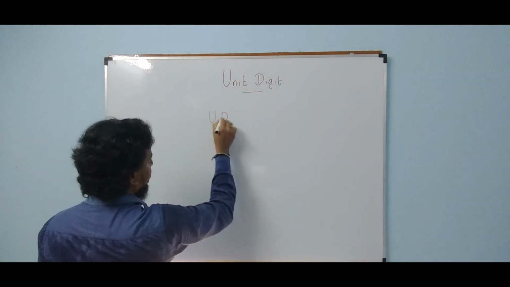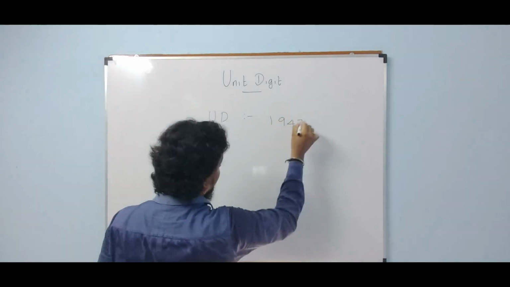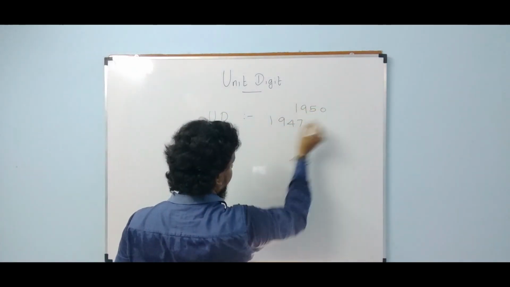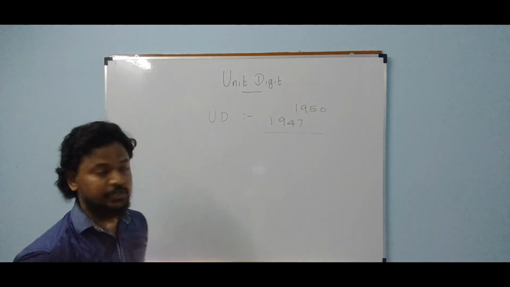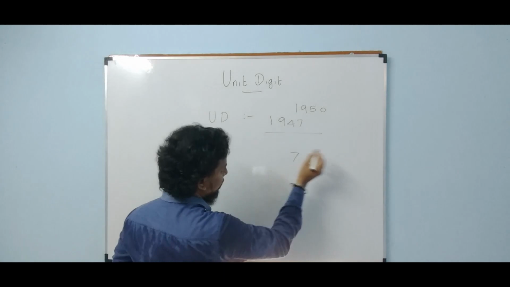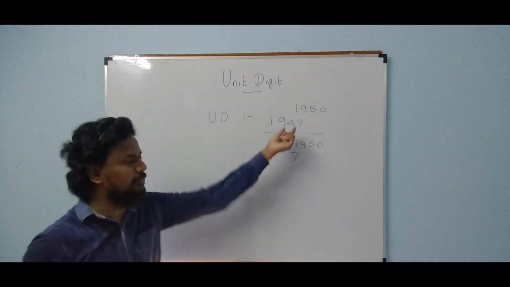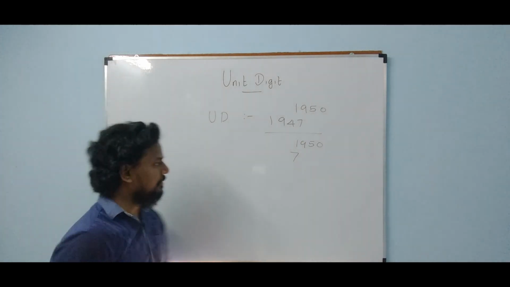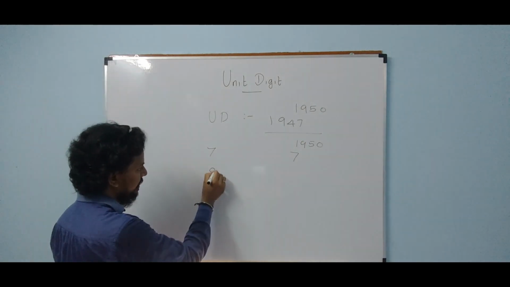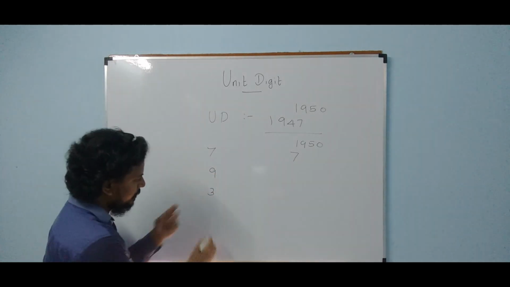Find the unit digit of 1947 to the power 1950. A single expression question. How to calculate? Immediately change the question to 7 to the power 1950, because I am going to calculate only the unit digit. What is the cycle for 7? 7, 7 squared is 49, so 9. The next two steps are 7 plus 3 is 10, 9 plus 1 is 10.